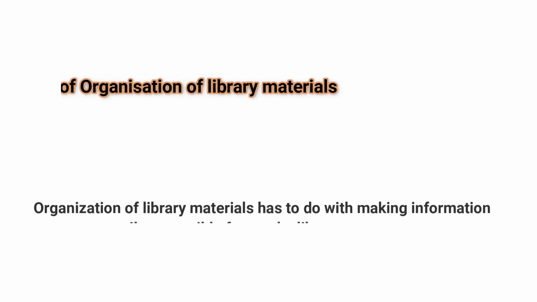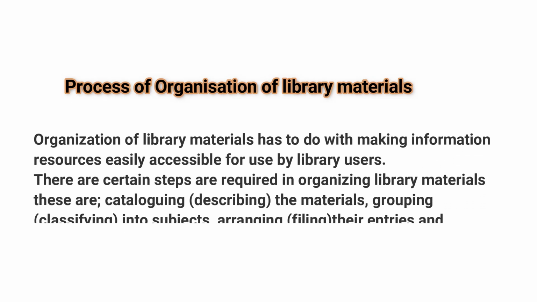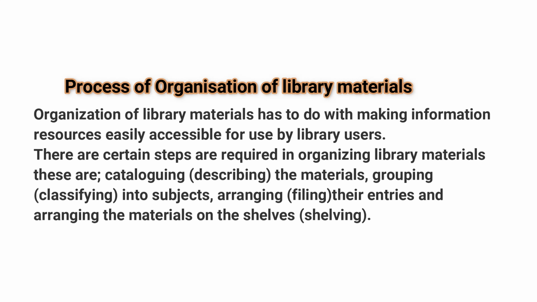Process of organization of library materials. Organization of library materials has to do with making information resources easily accessible for use by library users. There are certain steps required in organizing library materials. These are cataloging, which is describing the material, grouping, classification into subjects, arranging, which is filing their entries, and arranging the materials on the shelf, which is shelving.